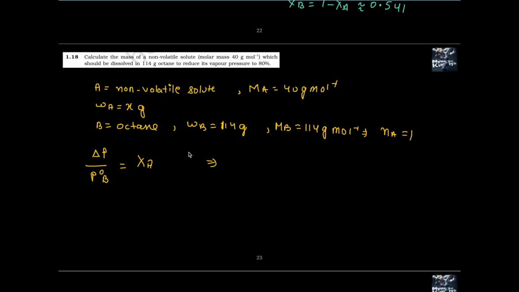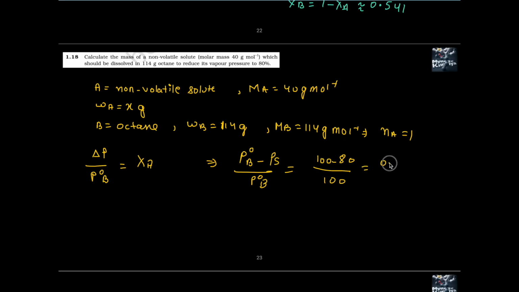So how can we find out the delta P? Delta P would be P naught of B minus PS, divided by P naught of B. It is said that the pressure is reduced to 80%. So let's suppose if P naught of B, the pure vapor pressure, is 100, and it is reduced to 80, so PS would be 80, and divided by P naught of B 100, right?